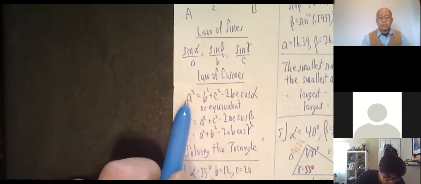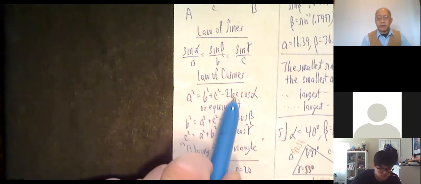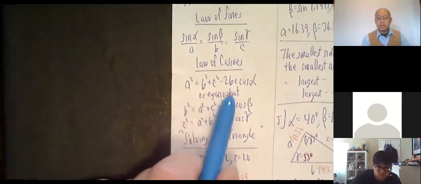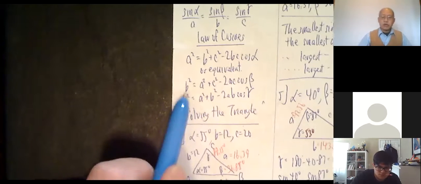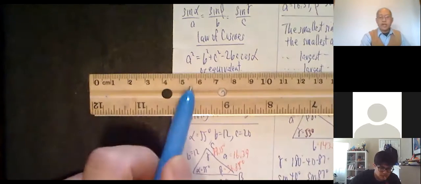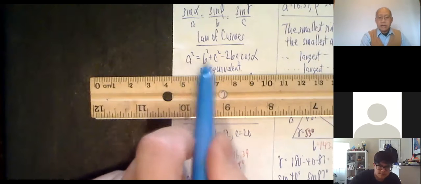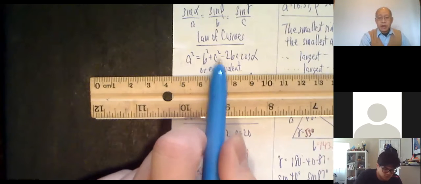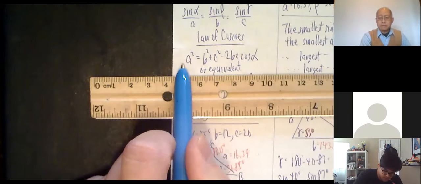So here's the law of cosines. A squared equals B squared plus C squared minus 2BC cosine of alpha. Put it on your cheat sheet if you wish. And there are the 2 equivalent versions. You can write it or not if you understand the principle, that you have 1 side squared equals the other 2 sides squared minus 2 times those sides times the cosine of that angle.